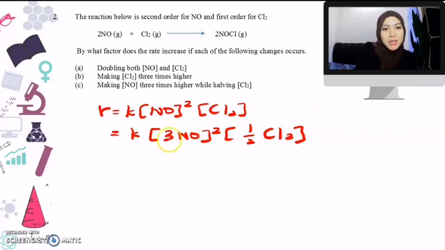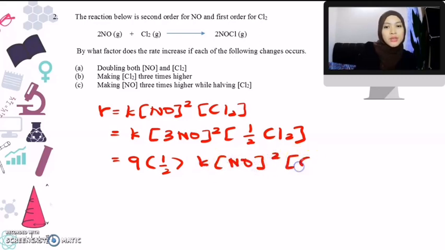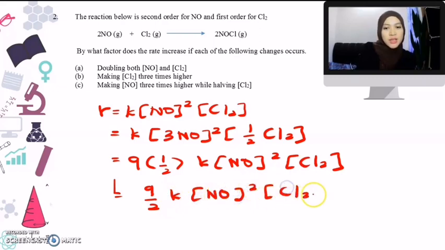So we factorize 3 squared, we will get 9, right? 9 times 1 over 2 K NO squared Cl2. So we will have 9 over 2 K NO squared Cl2. From this calculation, we can see that the rate of reaction will increase by a factor of 9 over 2. Or you can calculate it as 9 over 2, which is 4.5.